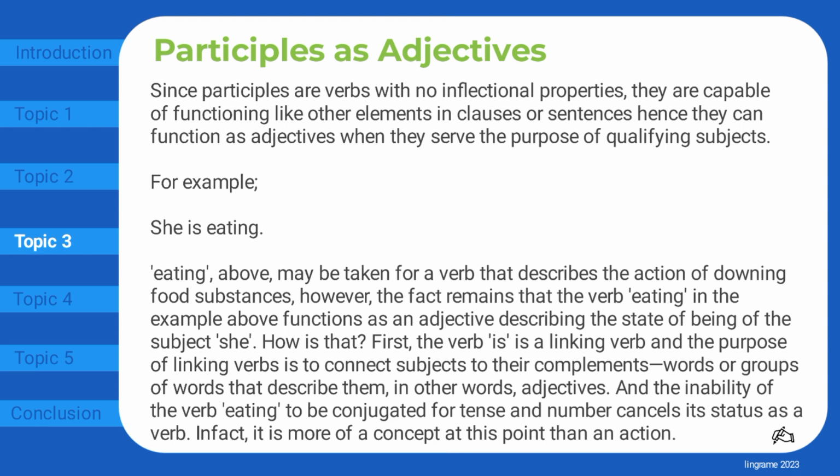How is that? First, the verb is a linking verb, and the purpose of linking verbs is to connect subjects to their complements, words or groups of words that describe them, in other words, adjectives. And the inability of the verb eating to be conjugated for tense and number cancels its status as a verb. In fact, it is more of a concept at this point than an action.